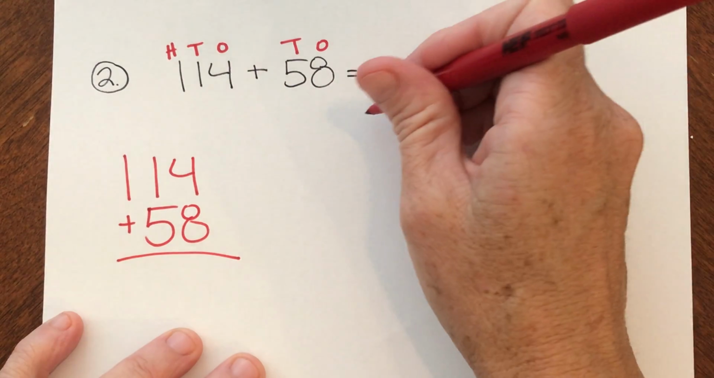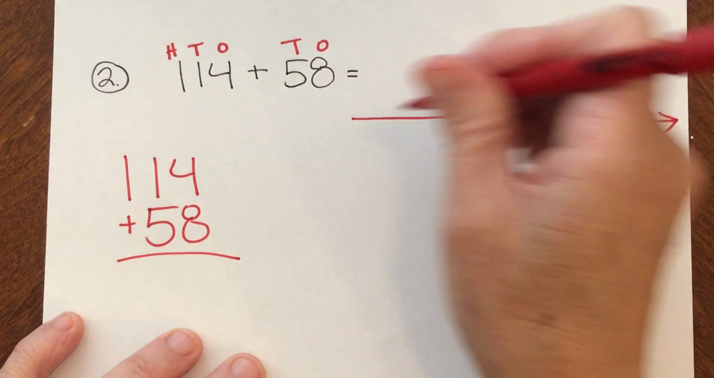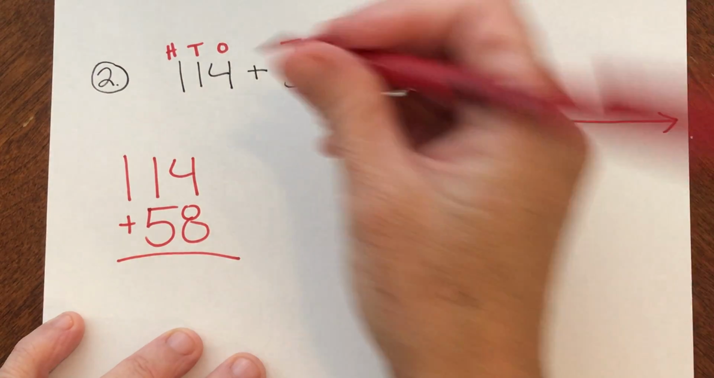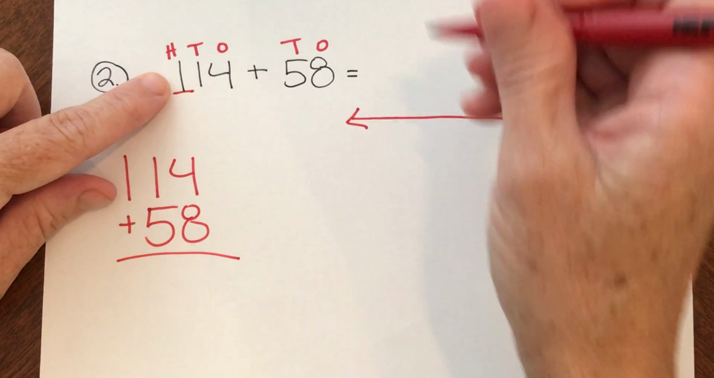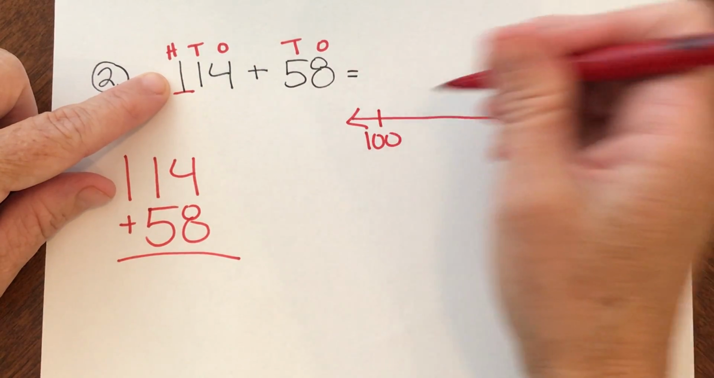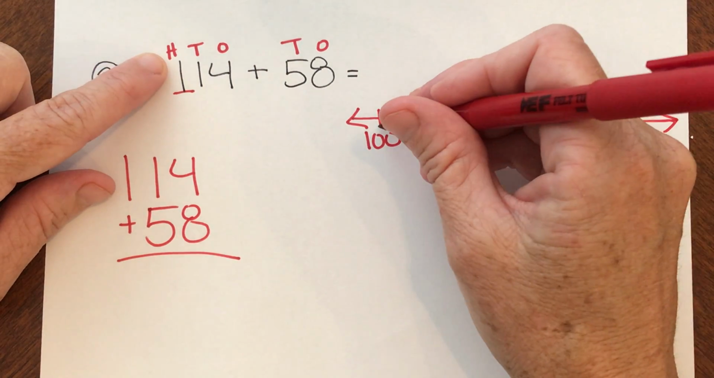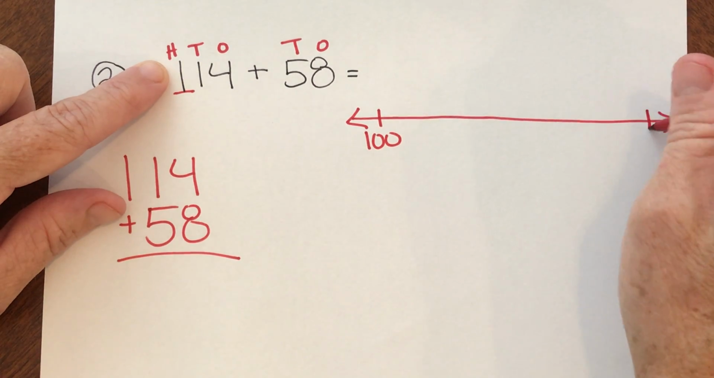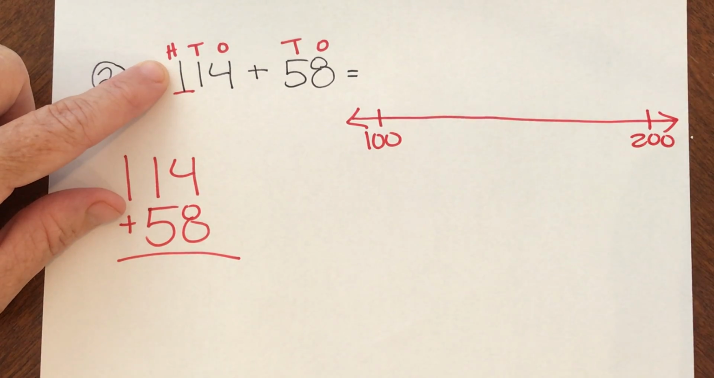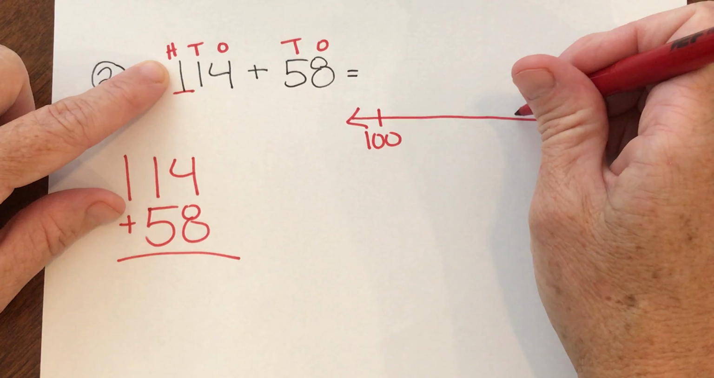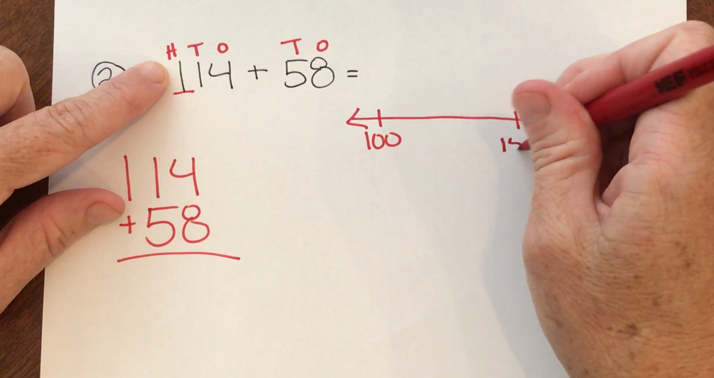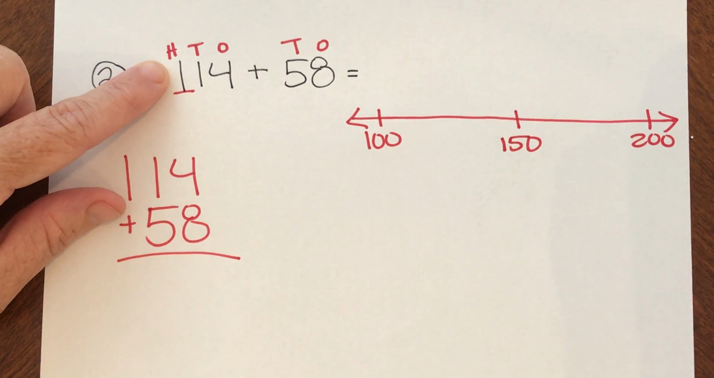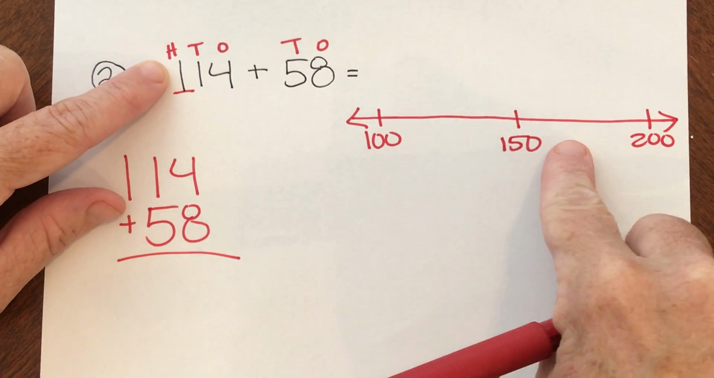Okay, 114 is going to be a little different because I have a hundreds column. So my greatest place value is the hundreds. So I'm going to do 100. And I'm in the hundreds column, so what's 100 more would be 200. And then what's my midpoint? What's right in the middle of 100 and 200? 150. Where would 114 go?